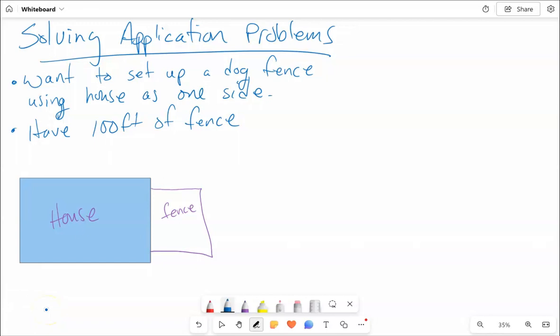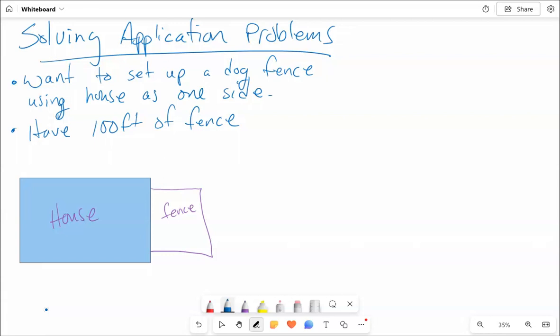Alright, in this video we're going to be looking at how to solve application problems. Application problems usually involve some type of real world scenario, and we look at how to use math to answer that question. In this example we're going to look at a scenario where we want to set up a dog fence using a side of the house as one side of the fence. And we currently have 100 feet of fence. You can see we have an illustration here showing this happening.